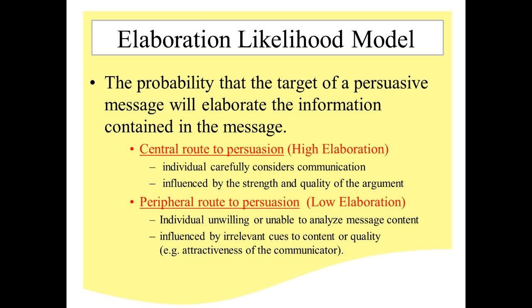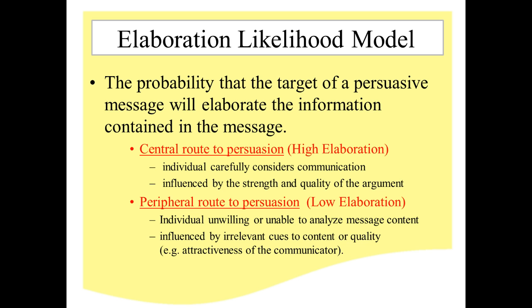The second route to persuasion is called the peripheral route. And this is a level of low elaboration, as in the audience person is not taking the time, they're either unwilling or unable to analyse the content of the message. So those people who are taking this peripheral route might be influenced by irrelevant cues to the content or the quality. So for example, they might be more swayed by the attractiveness of the person in the ad rather than the actual content of the message.